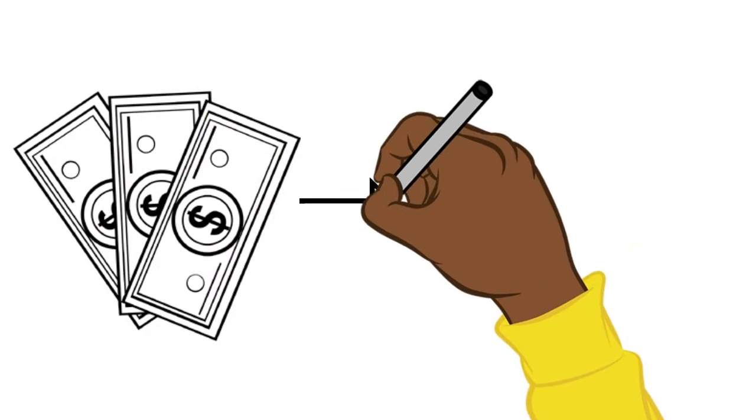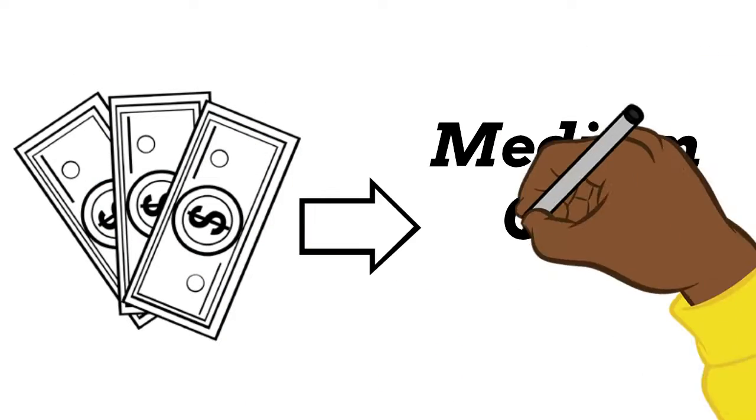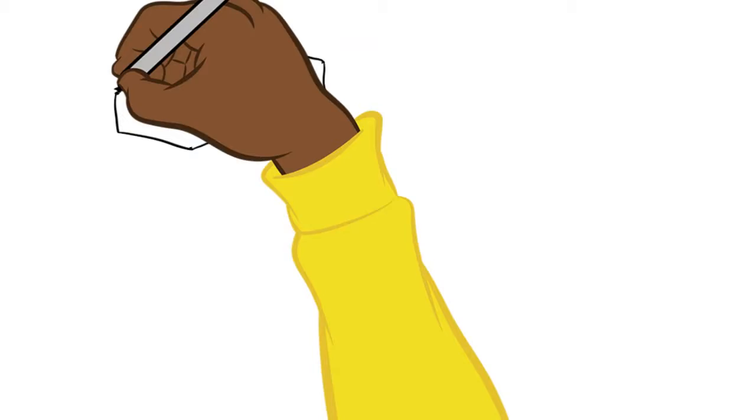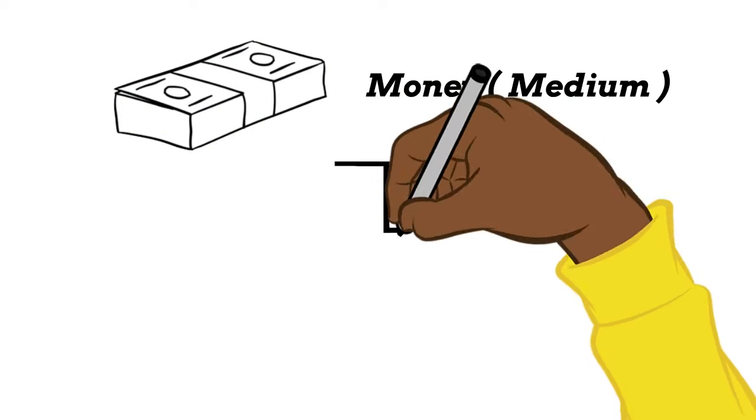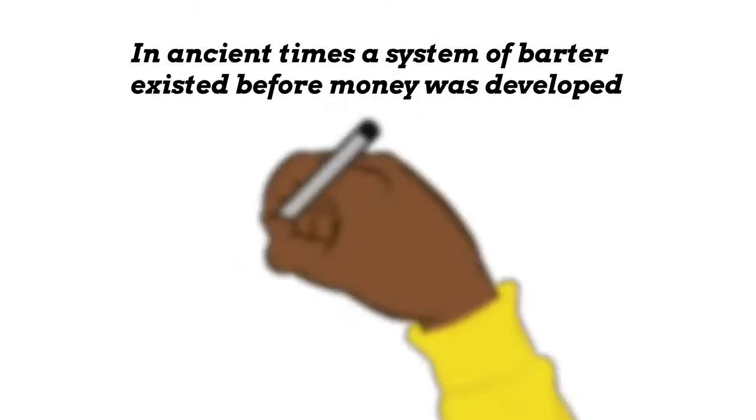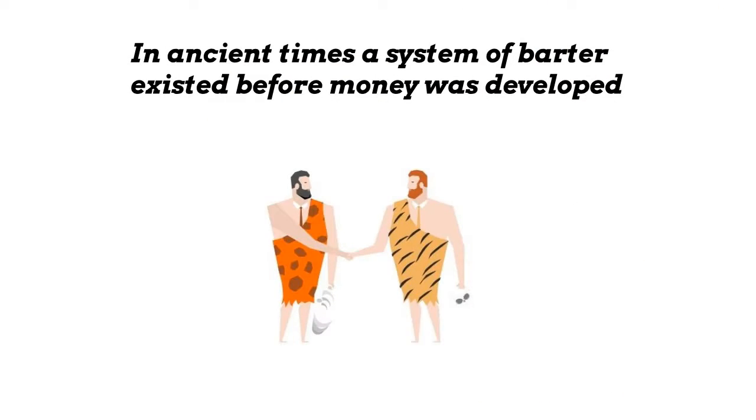Money is a medium of exchange. In a transaction, a buyer and seller agree on a value for an asset. This agreed medium, money, is exchanged to validate the transaction. In ancient times, a system of barter existed before money was developed.